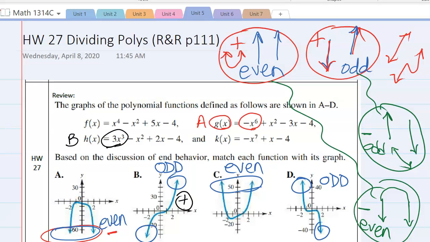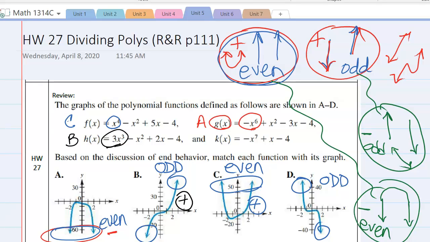Based on the end behaviors for graph C, we can see that we need a polynomial that has an even degree and a leading coefficient that is positive, since the end behaviors has both ends of the graph going upward. Looking at our choices, we see that f of x has a positive leading coefficient and an even degree of 4, so graph C goes with the polynomial f of x.